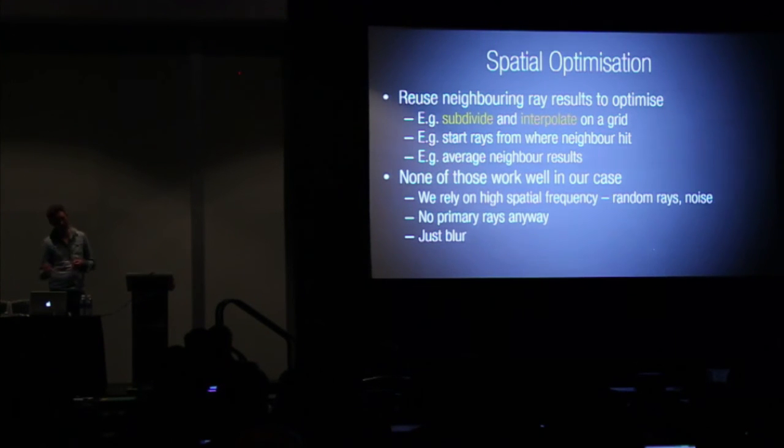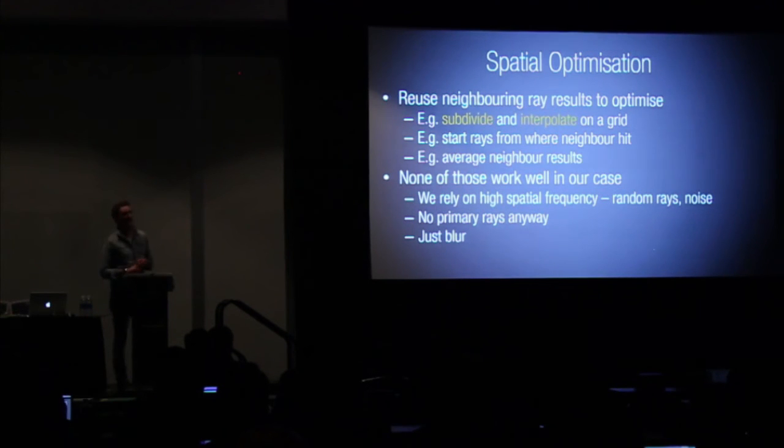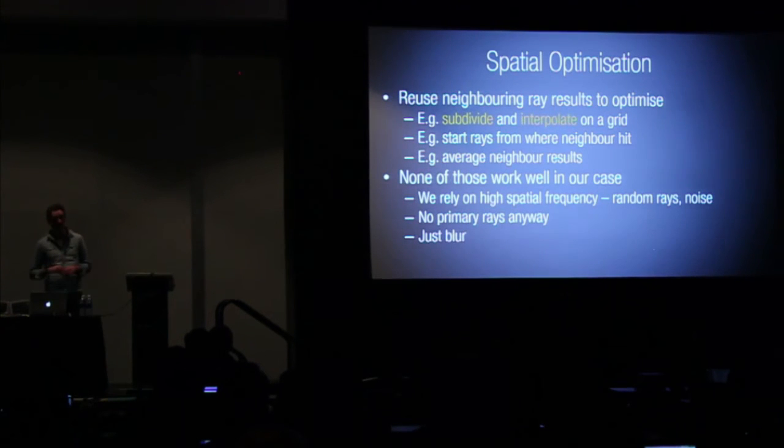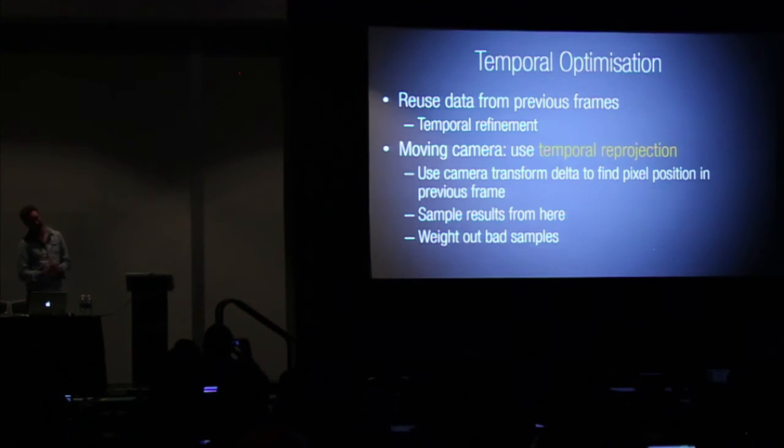We're relying on the noise of lots and lots of random rays. If I stick all my rays on every fourth pixel, I still get the same quality as if I just did 16 per pixel and blurred them. So you don't really gain very much from spatial optimization. What about temporal optimization?